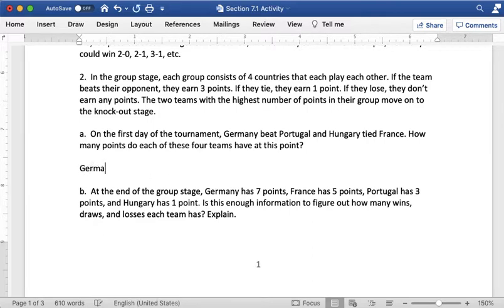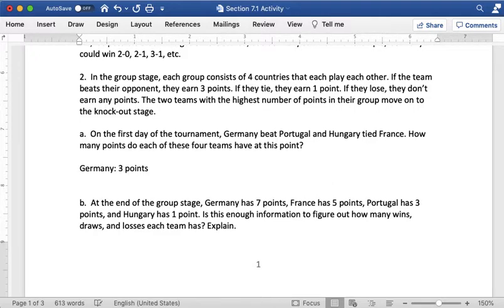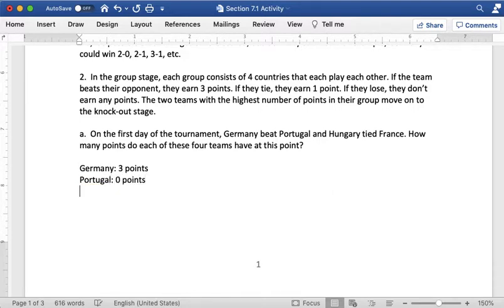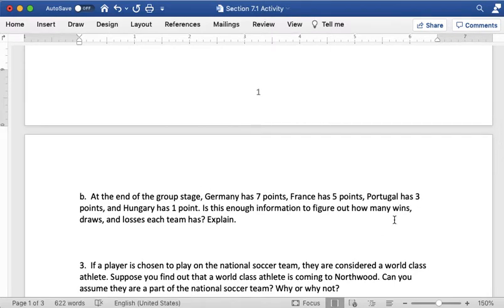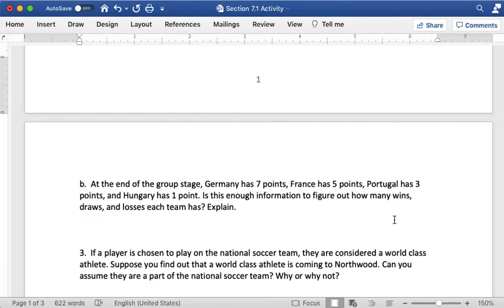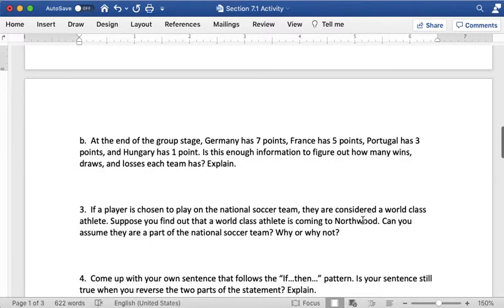So we know that a win is worth 3 points, so Germany has 3 points. And Portugal has a loss, and so they have 0 points. And Hungary and France each have 1 point because they tied. Question B. At the end of the group stage, Germany has 7 points, France has 5 points, Portugal has 3 points, and Hungary has 1 point. Is this enough information to figure out how many wins, draws, and losses each team has? Explain.